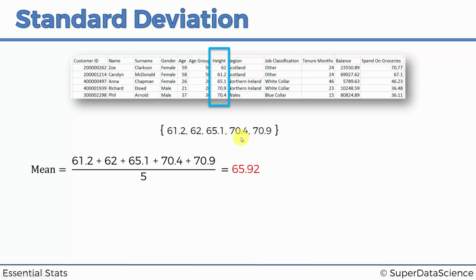And that would be already a good starting measure of spread, because if all the values are very close to 65.92, then the range will be low. If the values are spread out far away, then the range will be high. But that only talks about the maximum and the minimum. What if we have an outlier? It doesn't tell us anything about the ones in between.